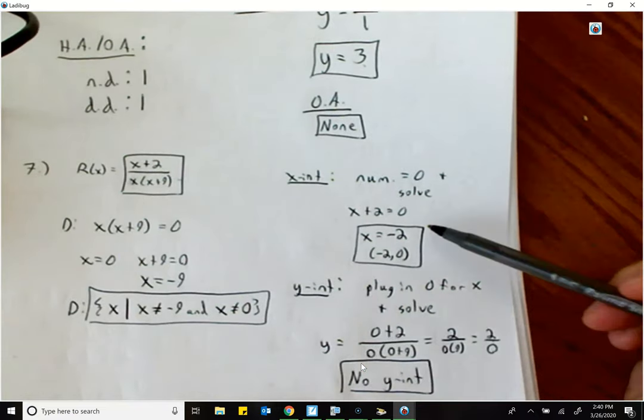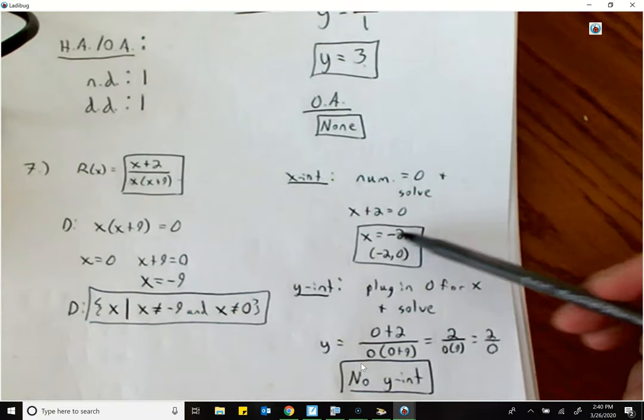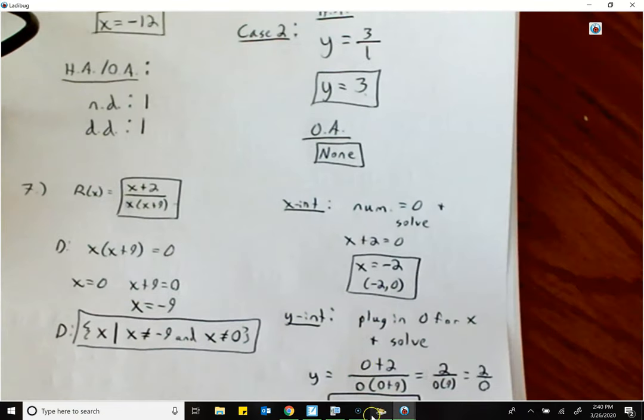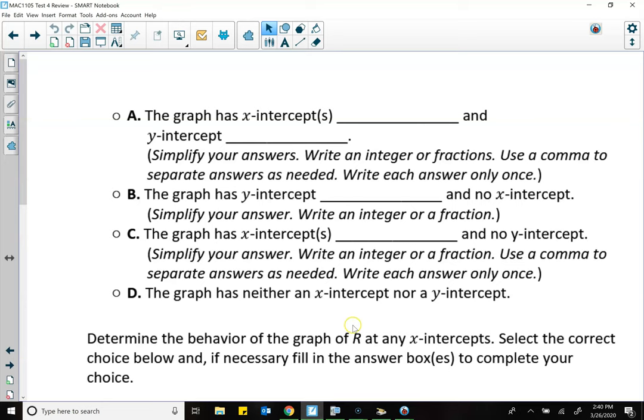So we only have an x-intercept at negative 2. So the graph has an x-intercept, y-intercept? Nope. Graph has a y-intercept and no x-intercept? That's not true. So right here, we're going to select C because the graph has an x-intercept and no y-intercept. And we're going to put negative 2 in here. Okay?